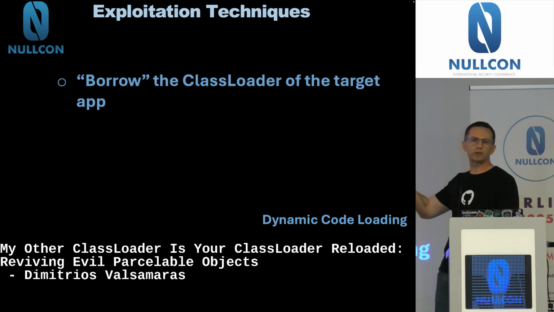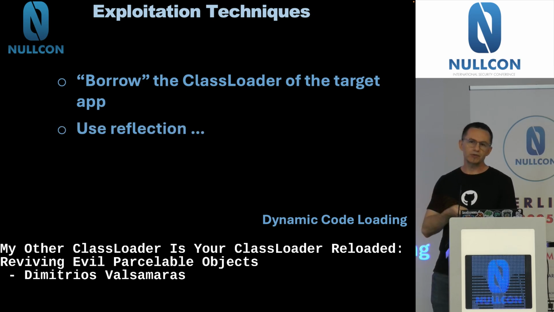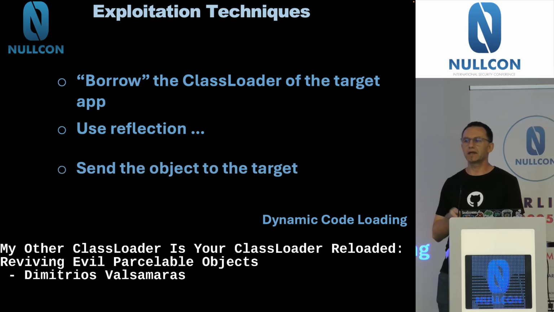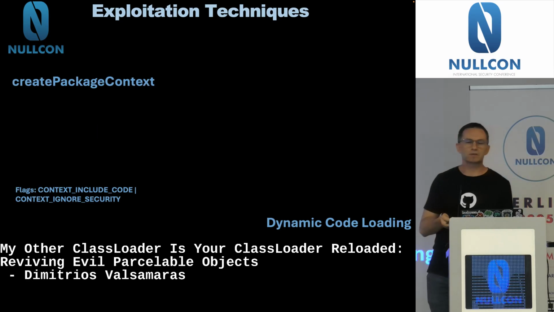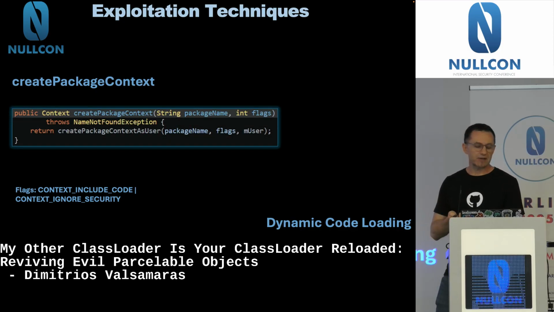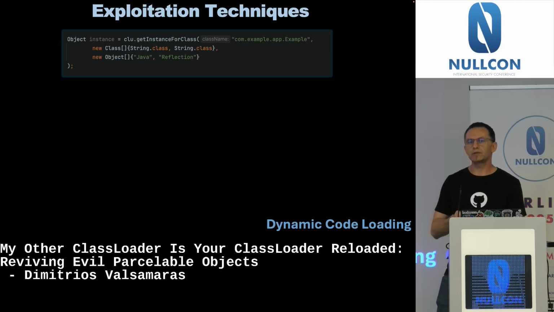We borrow the class loader from the target. We use reflection in order to create instances, classes actually, and instances of these classes, and finally send the instances to the target. How do we do that? We use the create package context for convenience, I would say, with some specific flags which allow us to do such a thing. And then we use some generic code in order to create this kind of instances.